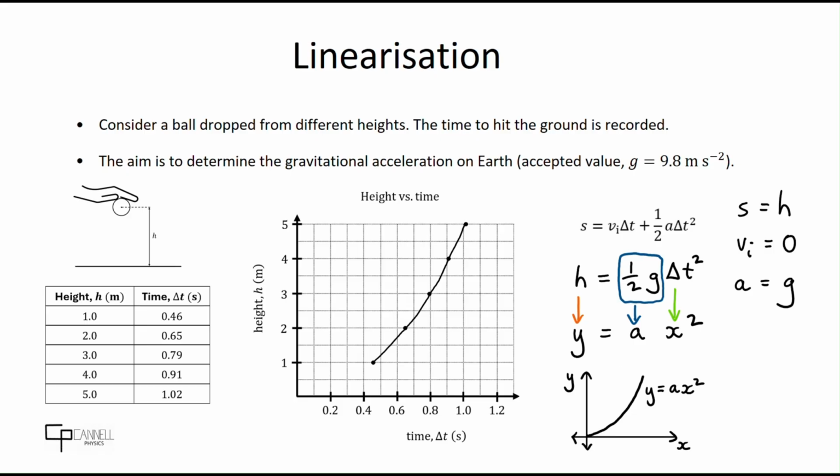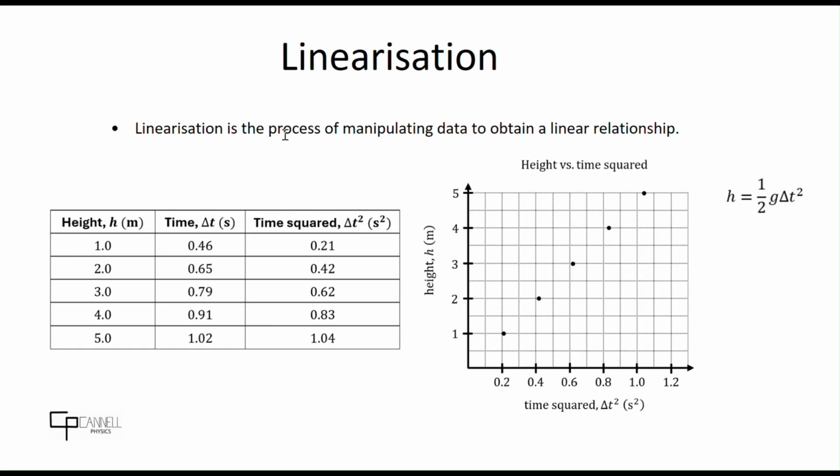Now we're ready to learn about linearization. Linearization is the process of manipulating data to obtain a linear relationship. So if you look at our table from before, I have added another column here. All I've done here is got the time values and squared them. So all these values here, 0.21, 0.42, etc., their units are seconds squared because these are time values squared.